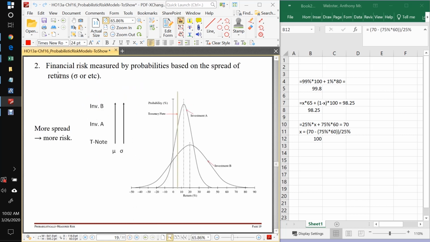And the second thing is we want to think about our risk. Our risk is going to be measured by probabilities based on the spread of our normal distribution of returns. And as we know, more spread is going to give us more risk. I've tried to illustrate that over on this graph where I have three different types of investments. These are probability distributions.